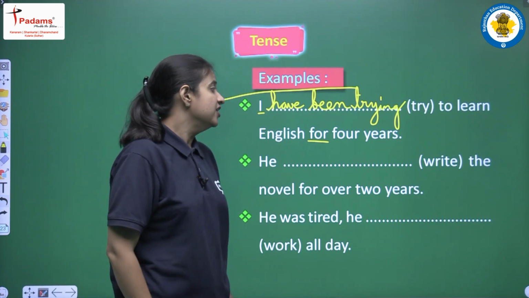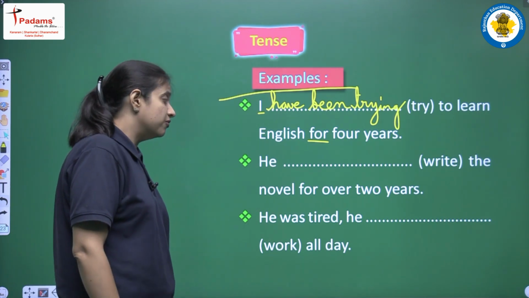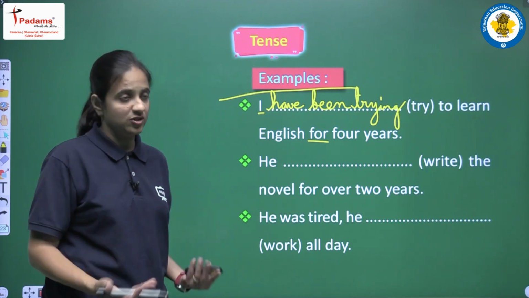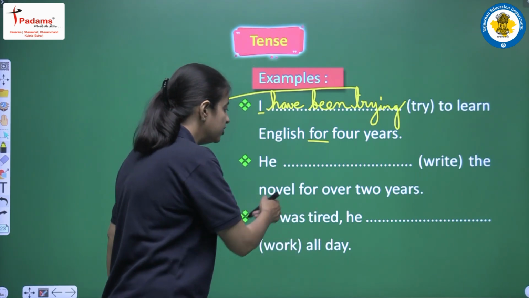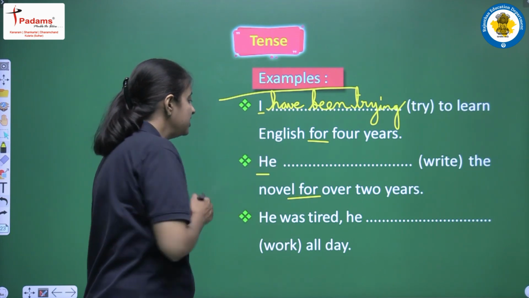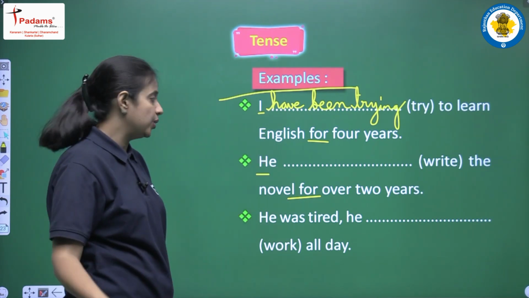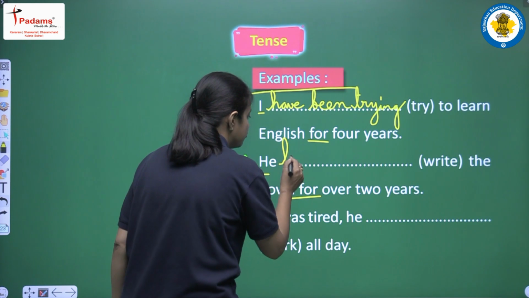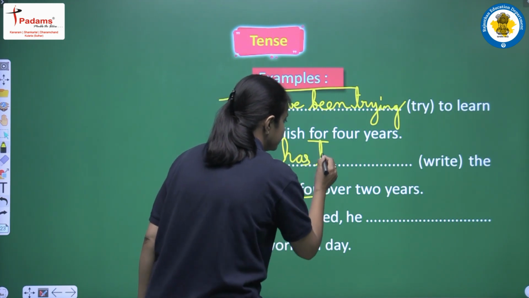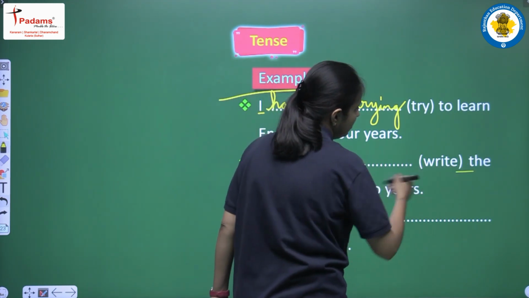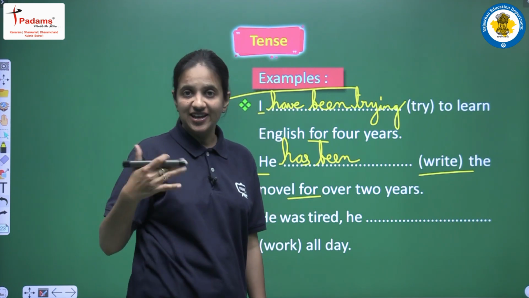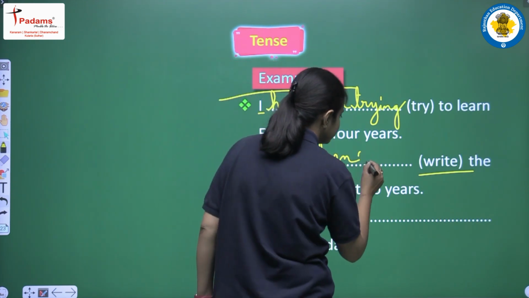Second is: he write the novel for over 2 years. Again, it's a positive one, and we have for in this sentence, and we have he as the subject, which is a singular one. So for a singular subject, first of all, let's write has been. The main verb we have is write, so we have to add ing, so it will be writing.